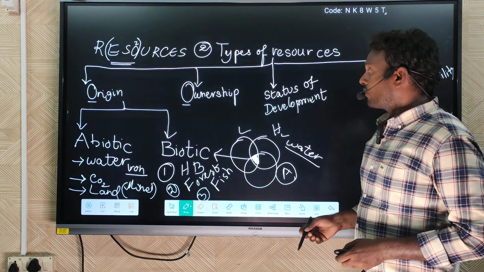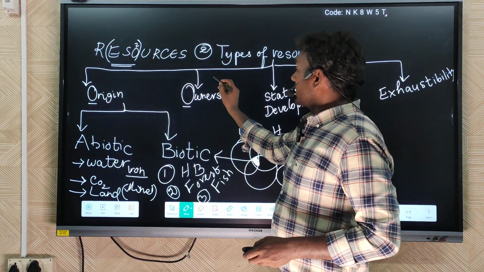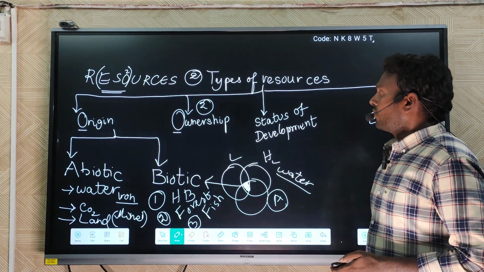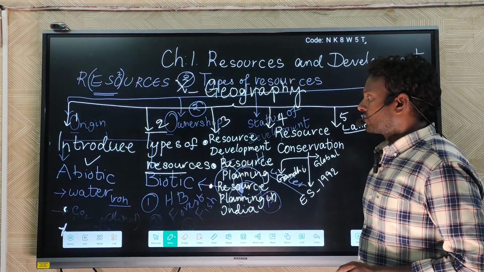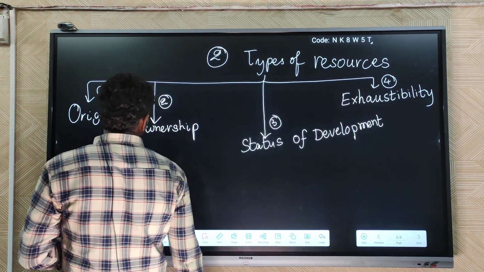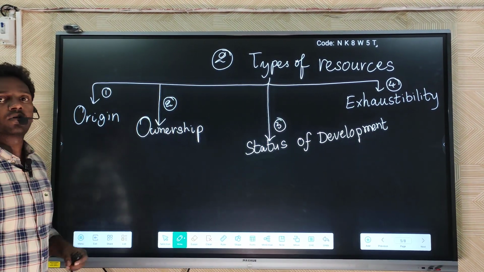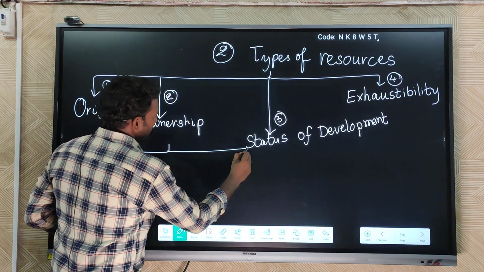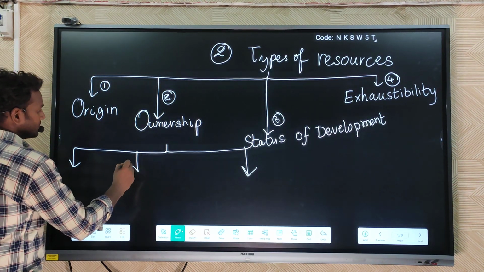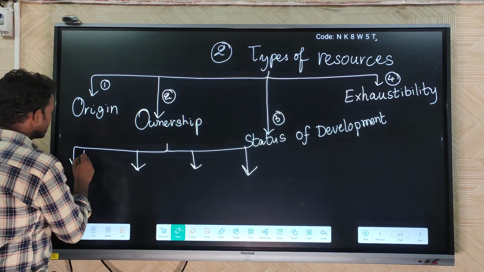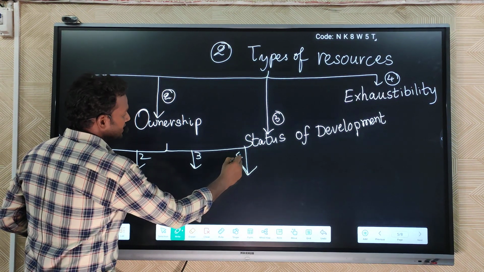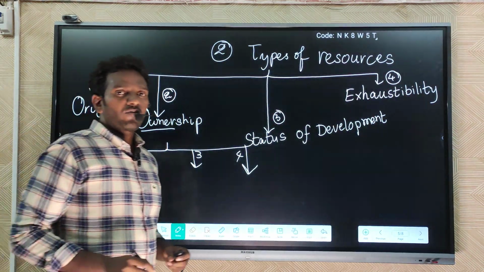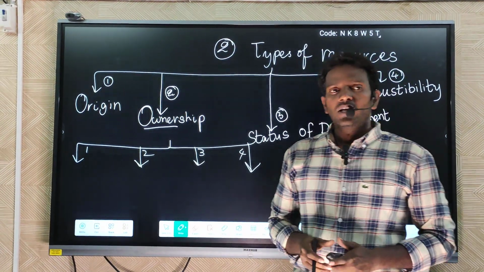Okay, we are going to discuss the second classification, that is based on ownership. Based on ownership, resources are divided into four types. What are those? We will discuss here. See here, owner. If you want to become an owner of anything, what do we need? We need to purchase it. How can we purchase it? With the help of money.